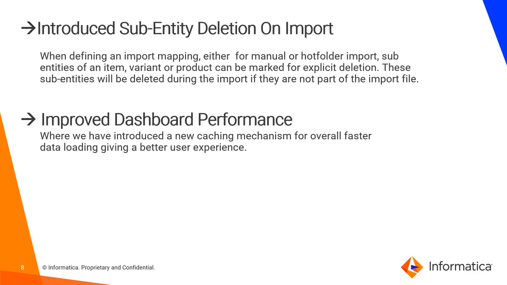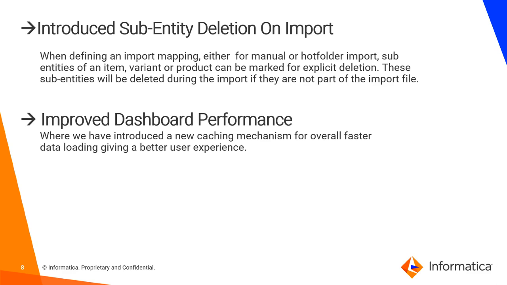Next, we introduced a new feature for sub-entity deletion on import. When defining an import mapping, either for manual or hot folder import, sub-entities of an item, variant or product can be marked for explicit deletion. These sub-entities will be deleted during the import if they are not part of the import file. A few customers use custom code for deletion. It is now recommended to remove the customizing and use the new standard feature for sub-entity deletion on import.